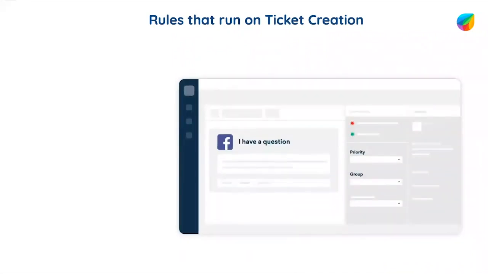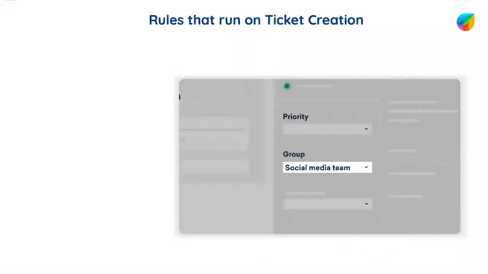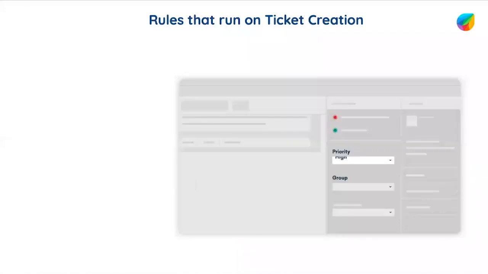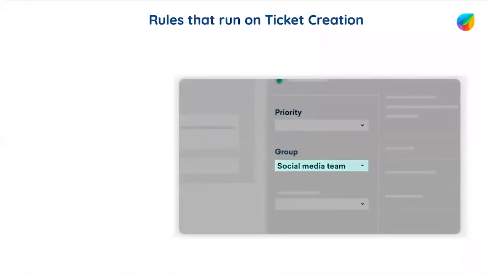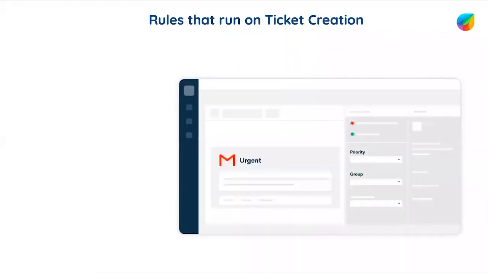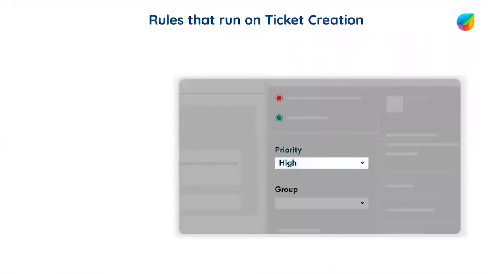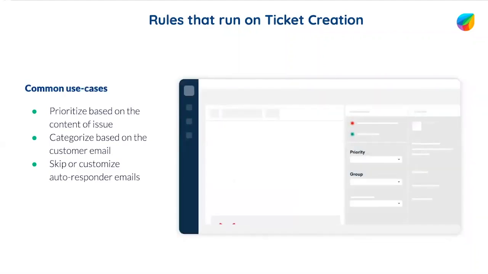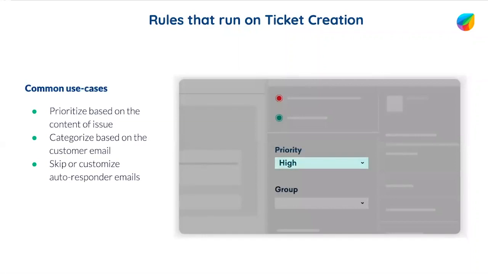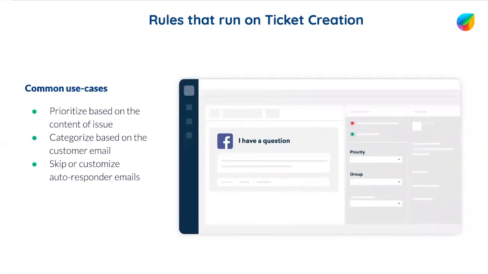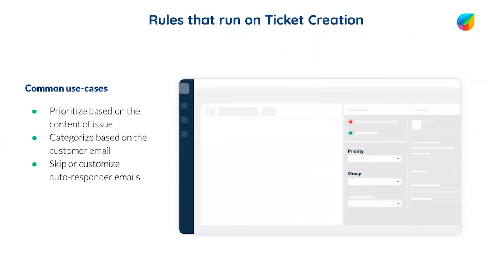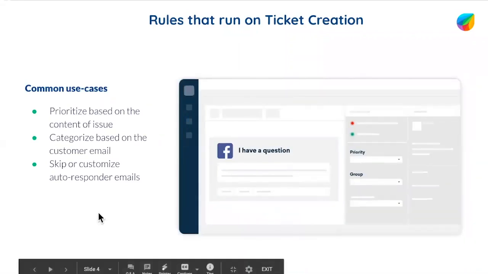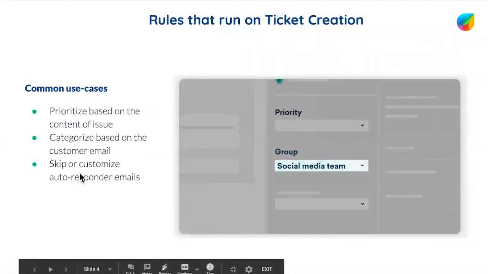As soon as someone writes to you, that very same instant, these rules will check for certain conditions and perform actions. So if you see the GIF on my screen over here, these are the rules that run on ticket creation. You can have rules set up such that when someone writes to you with certain keywords, you can have the priority bumped up. You can have it assigned to a different group. It can scan who is writing to you, where the question is coming from, whether it's social media, email, etc. So these are some of the common use cases that people that use Freshdesk have set up.